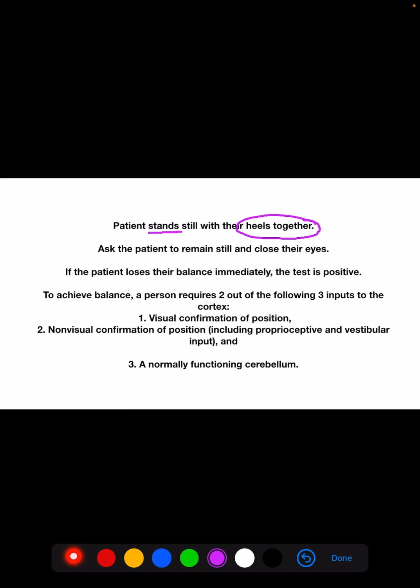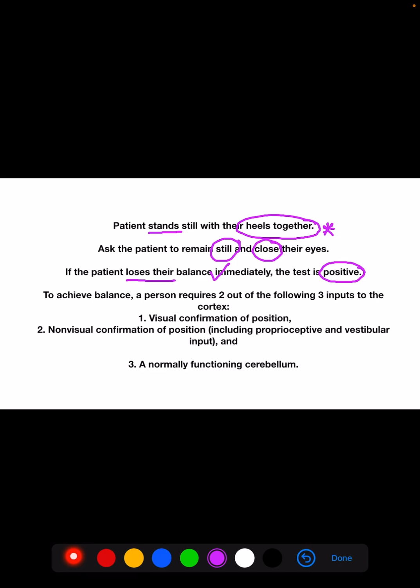The patient stands with the heels together, remains still, and is asked to close their eyes. So the patient is standing with heels together and eyes closed. If, after closing the eyes, the patient loses balance immediately, then we consider this test to be positive.